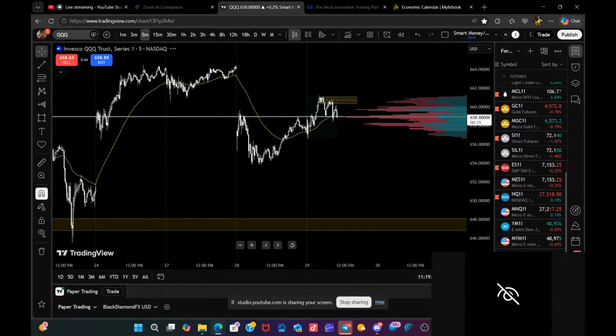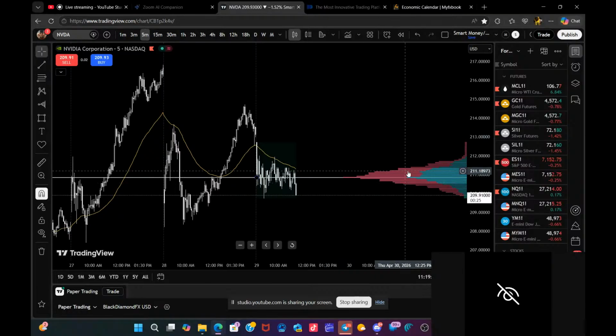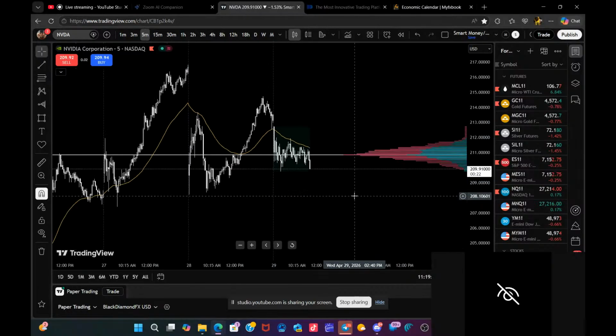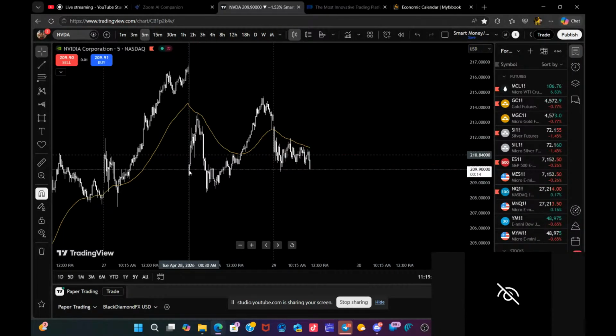SPY, Triple Q, NVIDIA. All right, look, NVIDIA trying to break out. So let's look at some data below this because it's trying to break out. And right now we really don't have anything. But let's move it over to here.